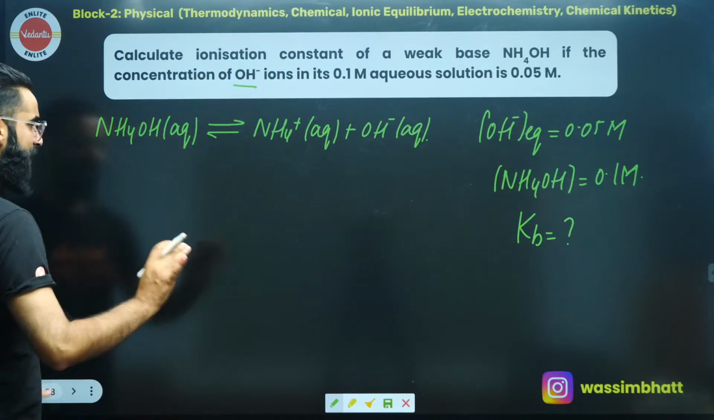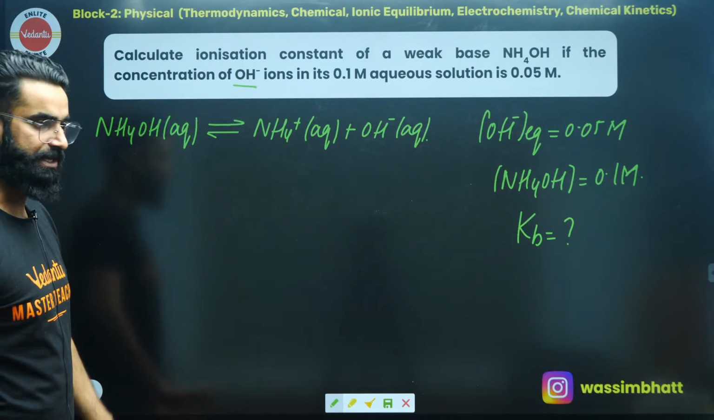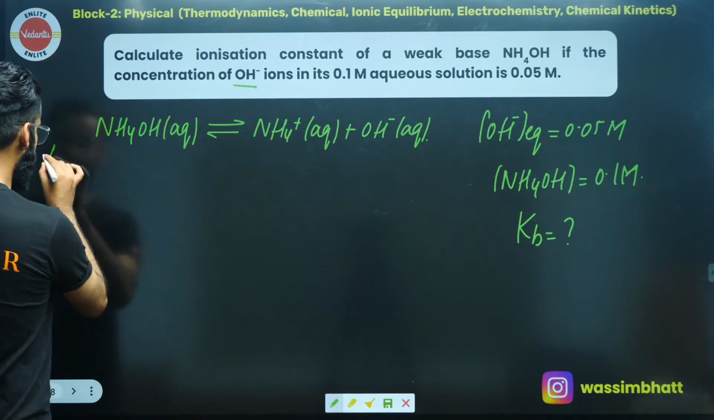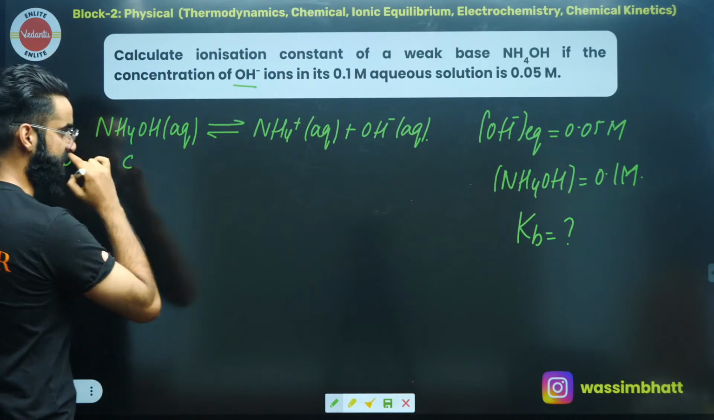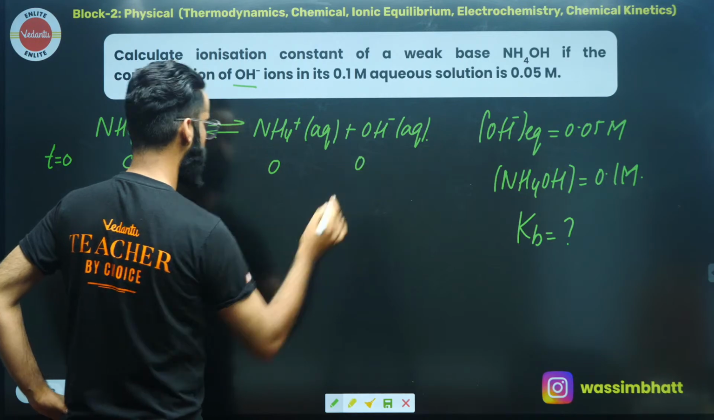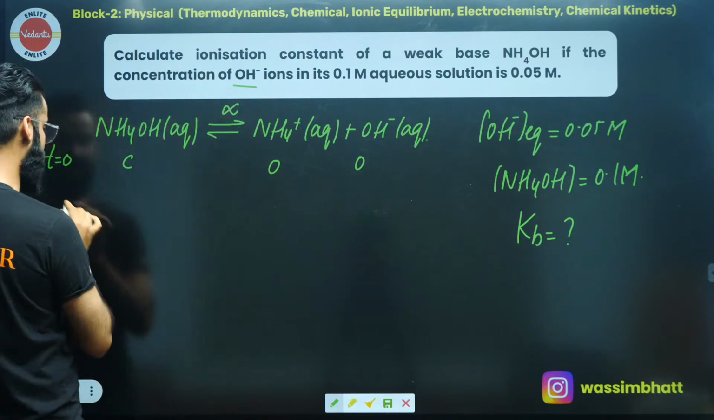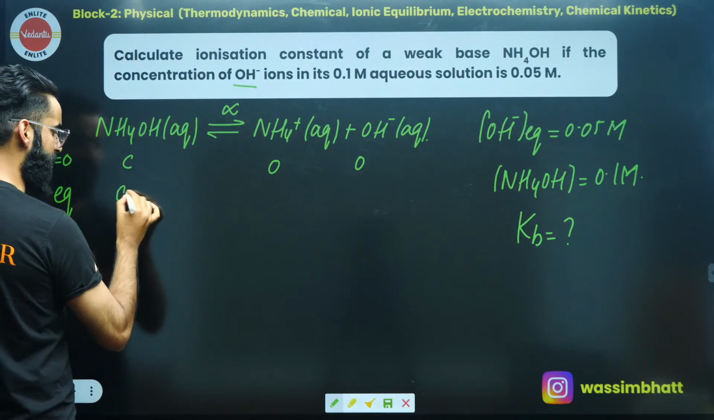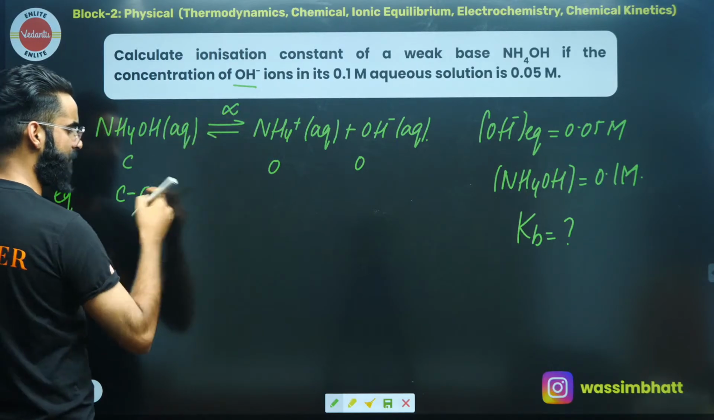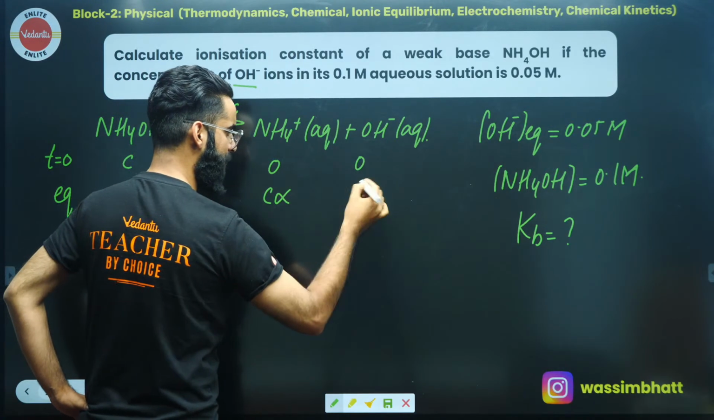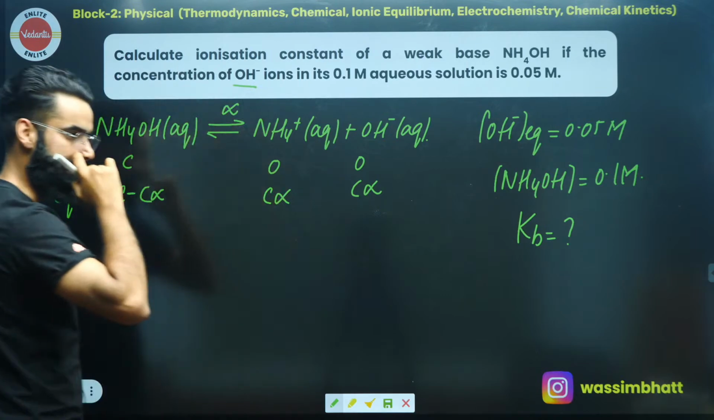See, guys, again, I'm going to use the same approach which I used in the last question. I'll say at time t is equal to 0, for example, its concentration is C, this is 0, and this is 0. Let's assume the degree of ionization is alpha. So at equilibrium, this is going to be C minus C alpha. 1 mole gives 1 mole, so from C alpha, you get C alpha. 1 mole gives 1 mole, so from C alpha, you are again getting C alpha, right?